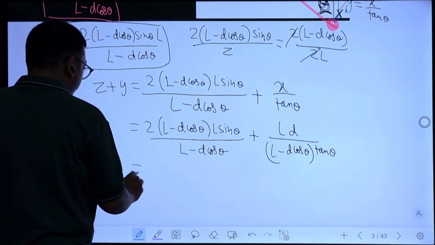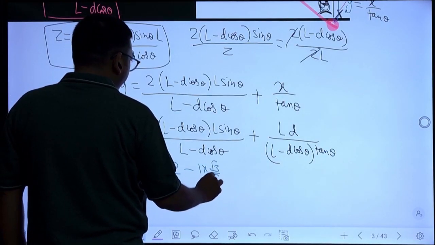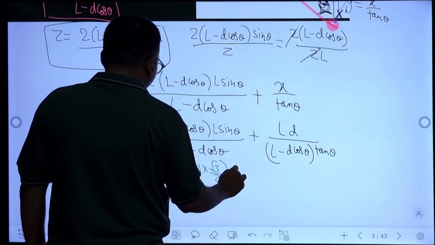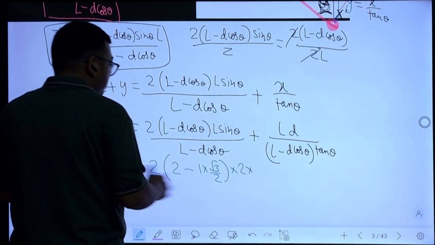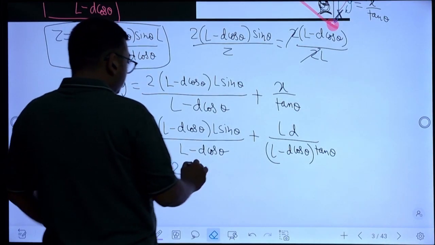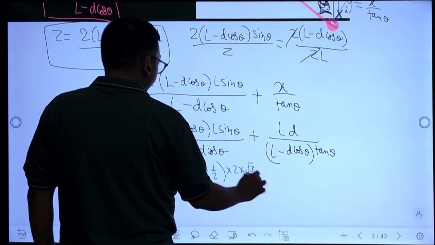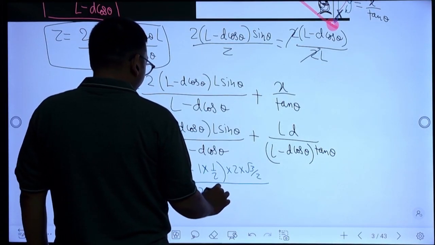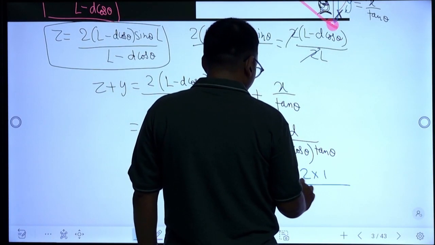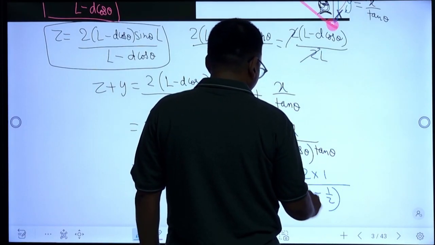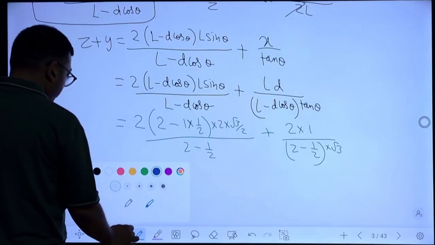L is 2, D is 1, cos 60 is root 3 by 2. I think the calculation may go very big, isn't it? Sin 60. So this angle is 60, which means cos will become half. L is 2, sin will become root 3 by 2. L is 2, this will become half plus L is 2, D is 1. This will become 2 minus half. Tan 60 degree will become root 3. So this calculation we have to do, which will give the answer.